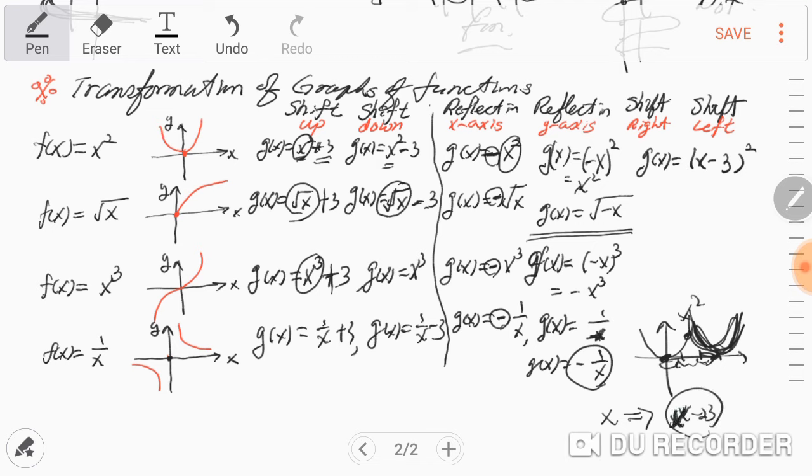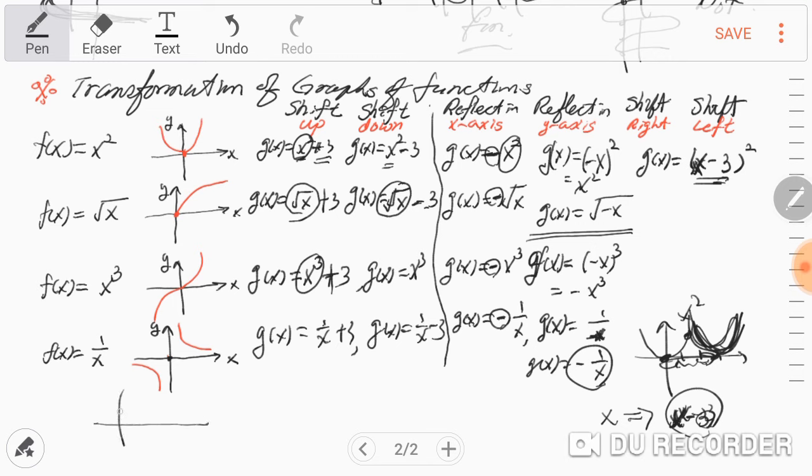The graph is shifted 3 units to the right. So what I did is replace this x with x minus 3. So this means what? Shift the graph of x squared 3 units to the right. Okay, how about left? I want to shift the graph 3 units to the left.